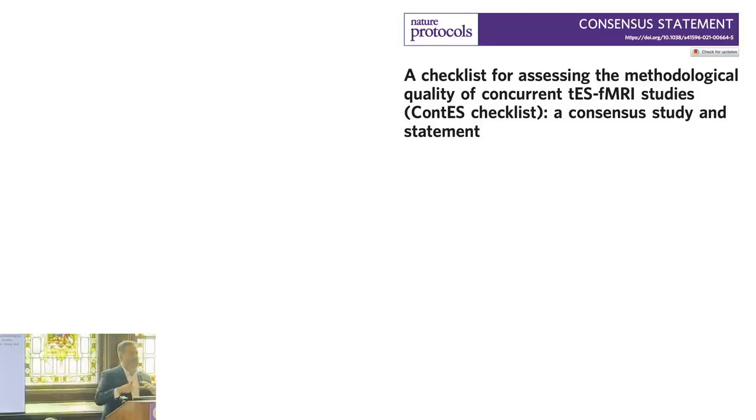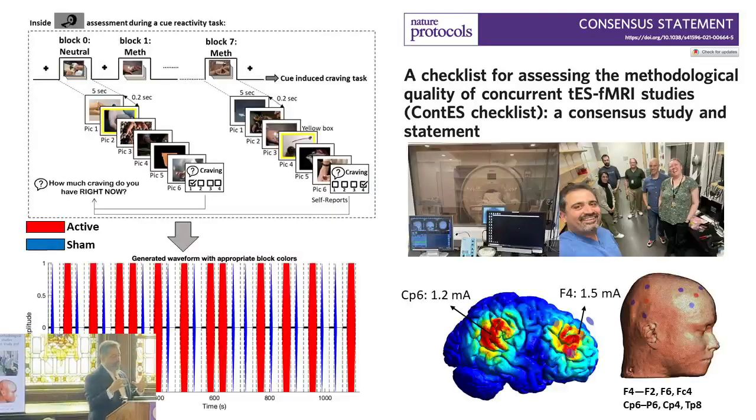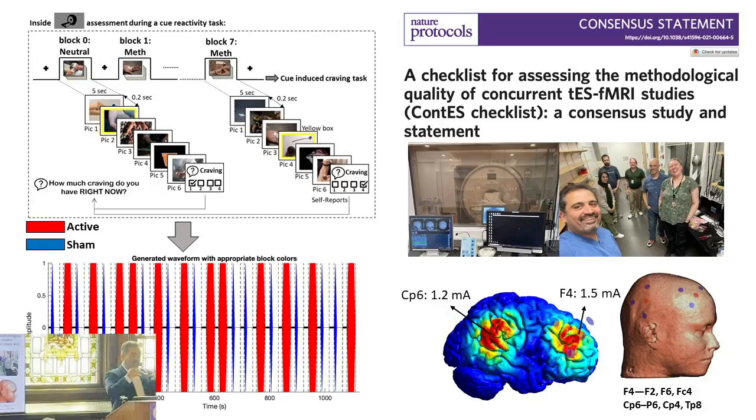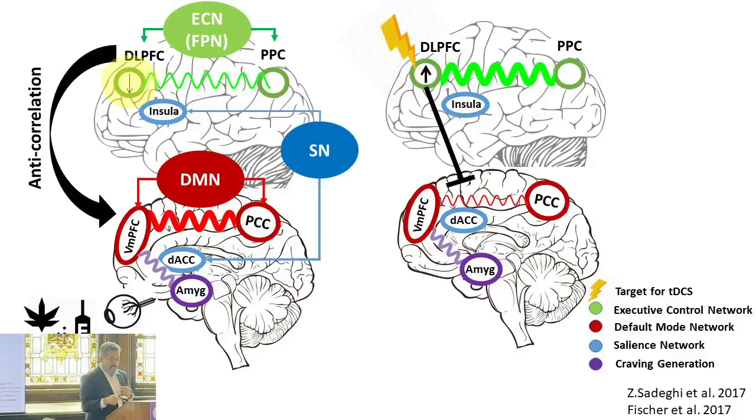But going beyond that, now we are doing what we call concurrent tES-fMRI. We have been able to put a group of people together discussing how to actually do electrical stimulation inside the scanner, and now we have an ongoing trial specifically on frontoparietal engagement, using drug cue reactivity synchronized with electrical stimulation inside the scanner. So that is a way to engage that specific network.